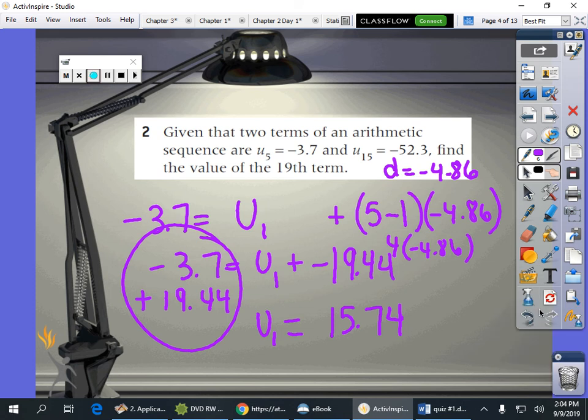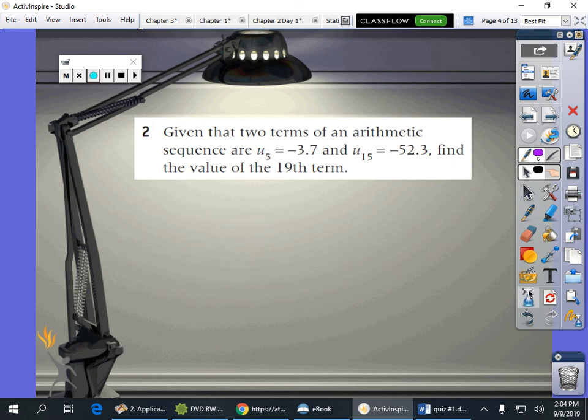Again, we're going to go back to our favorite little formula we've been using. And I'm looking for the output this time, so I'm going to leave it u sub n. Come on, what was that first term? We just found it. What is it? 15.74. I know you can do it.